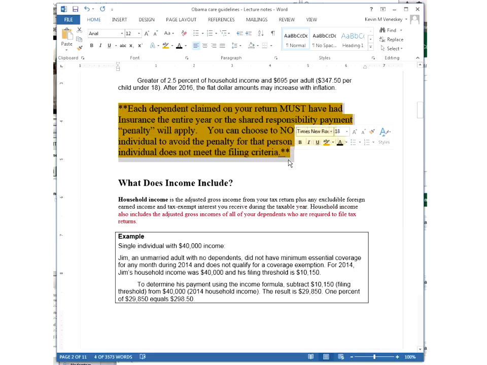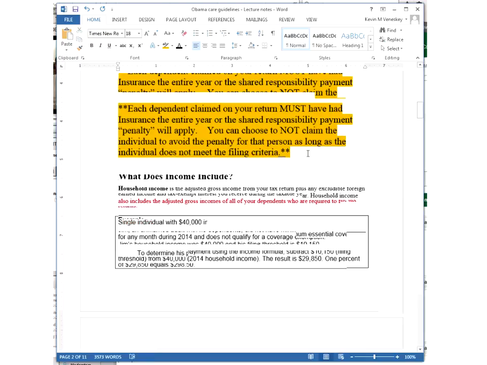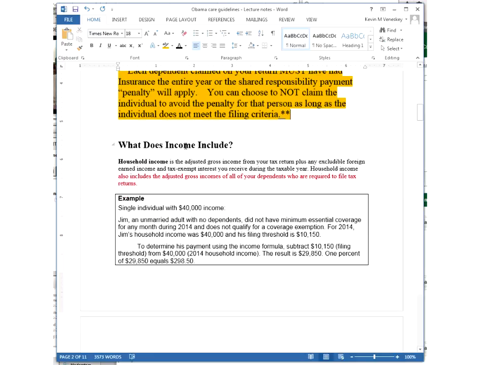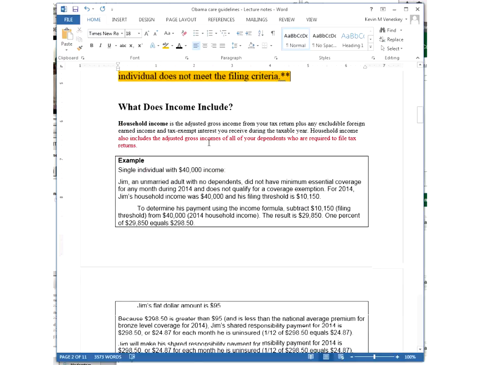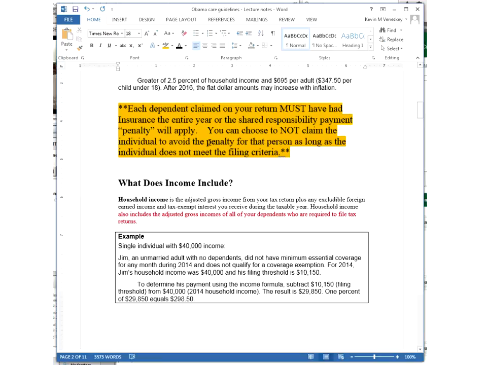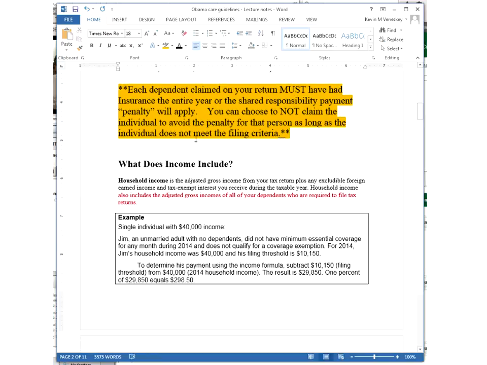One key item that I definitely want to bring your attention to is if you claim somebody as a dependent on your return, they better have health insurance, or else you're going to pay a penalty for that individual. So bear that in mind. Basically, what you could do to avoid the penalty is just not claim that individual as a dependent. That would be a way around it.